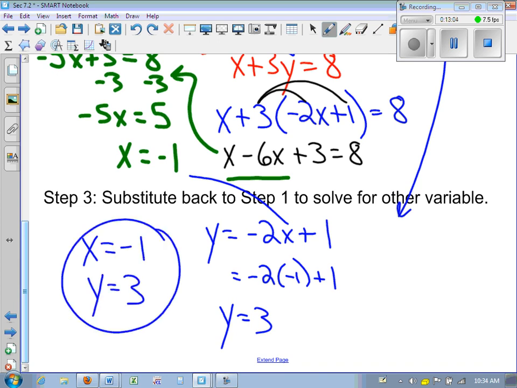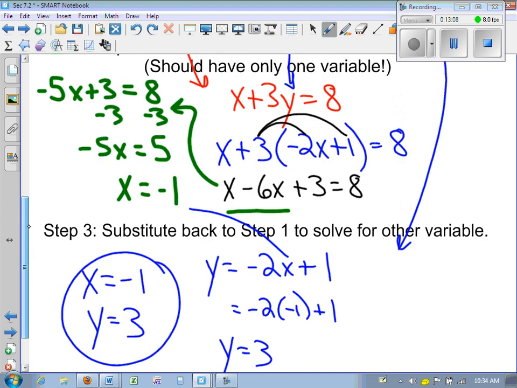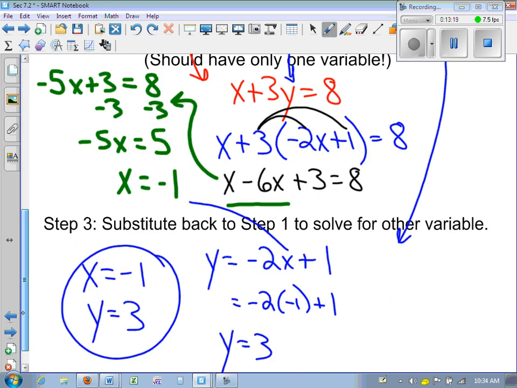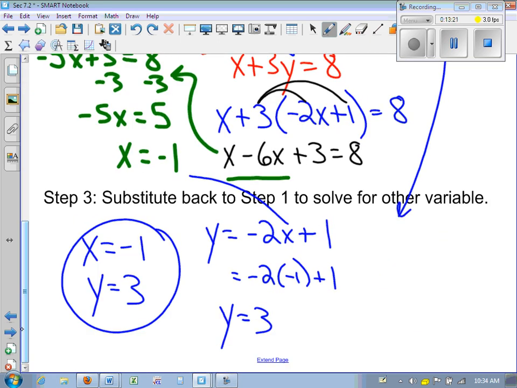And let's not forget what we're finding. We are finding that if we would graph these two lines, now they're in a bad form to graph, but if we did graph them, they would cross at the point negative 1, 3. If we did graph them. We're not, but if we did, that's where they would cross.